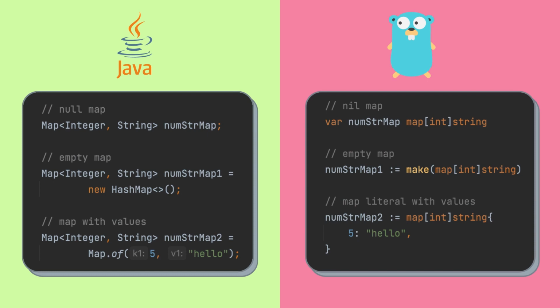The snippets show how we initialize a map in Go and its equivalent in Java. We need to specify the data types of keys and values to create maps. In Go, the make built-in function can be used to create maps as well. Map literals can be used to initialize maps by specifying the keys and the corresponding values as shown in the third line.